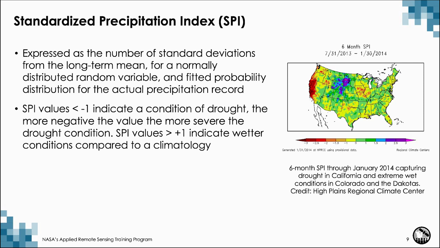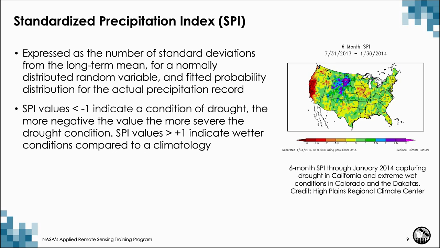Positive SPI values represent wet conditions. The higher the SPI value, the wetter a period of time is. SPI values lower than negative 1 indicate a condition of dryness, whereas SPI values greater than 1 indicate wetter conditions compared to a climatology. In most studies using SPI, the gamma distribution has been widely used, as the gamma distribution has been understood as the reliable fit to the precipitation distribution.